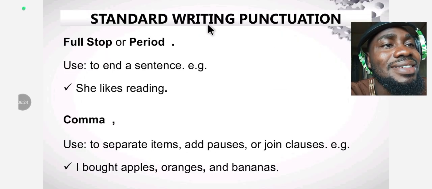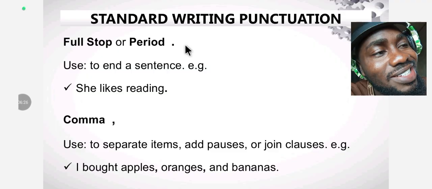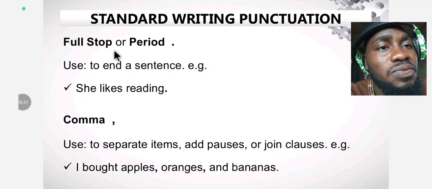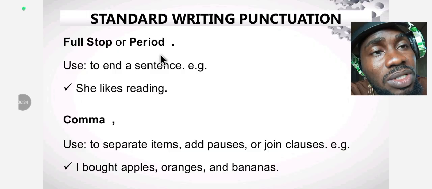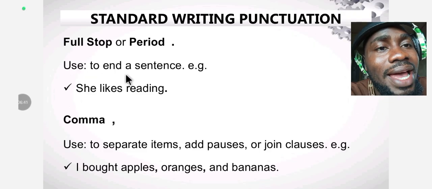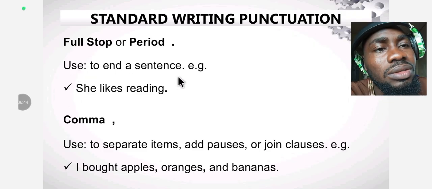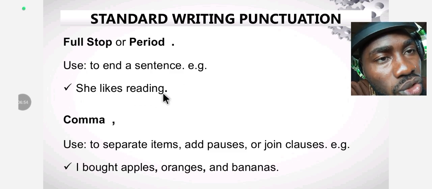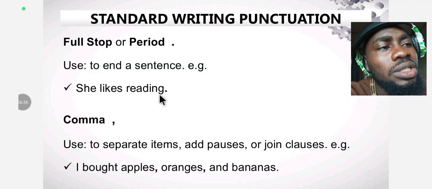Under the standard writing punctuation, let's treat each and every standard writing punctuation sign. The first here is the full stop. It can also be called a period, and this is the sign, just a dot. It is used to end a sentence. That's where the sentence ends. Example: She likes reading. Full stop. The sentence ends there.